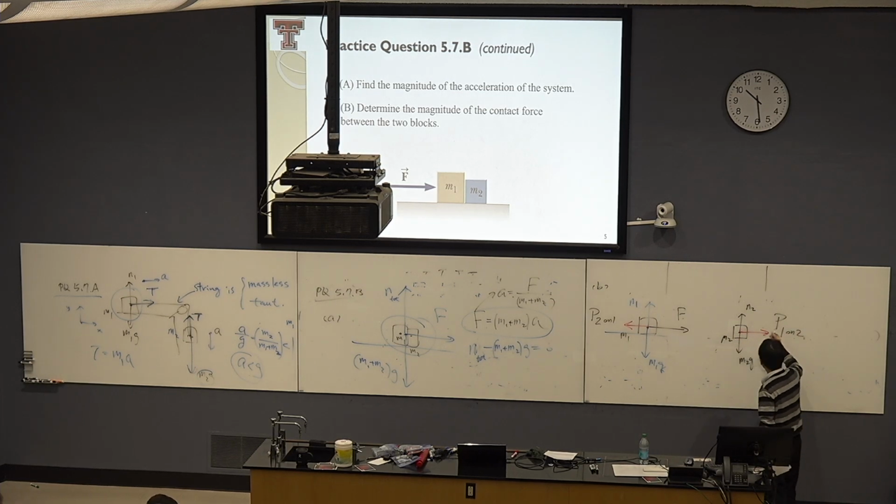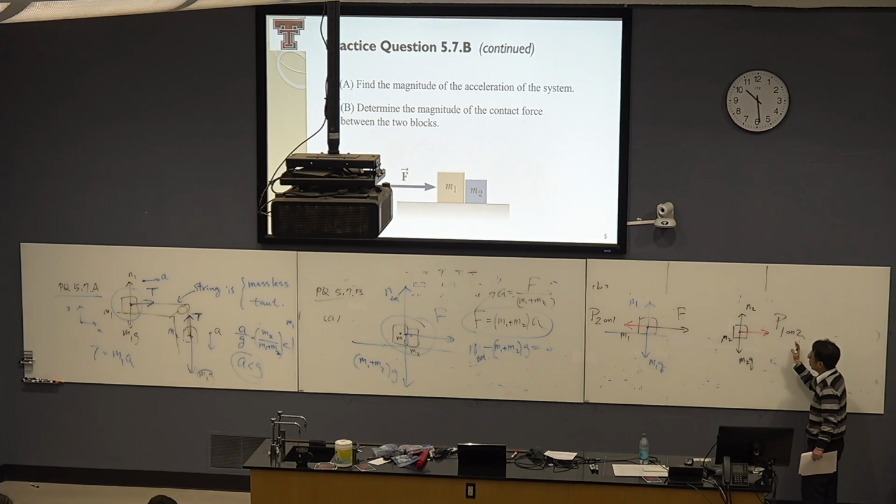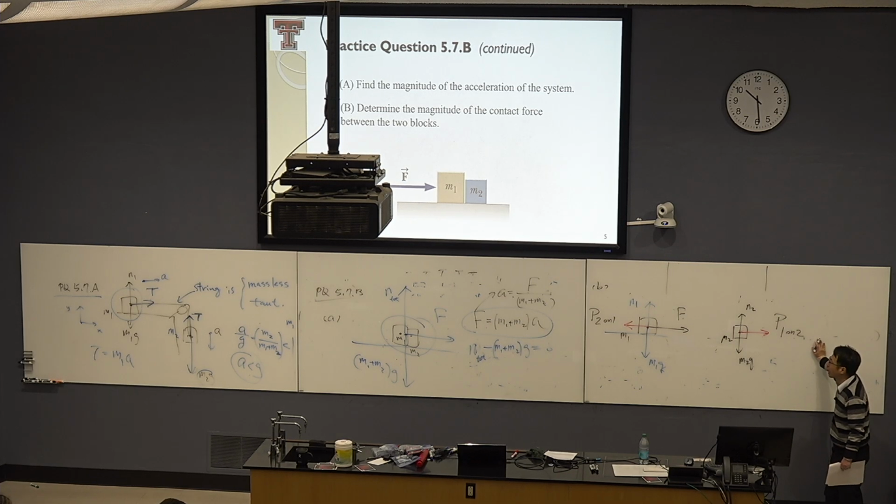P 2 on 1 and P 1 on 2 are both vectors, but they are the same in magnitude, opposite in direction. They always act along the same line, and they do not cancel each other if you treat them as two separate objects, right? So is that clear? This P 2 on 1 and P 1 on 2, those are a pair of forces. They will arise simultaneously against each other. They act on different objects, so that's why when you treat them as two separate systems, they do not cancel out each other. Okay?